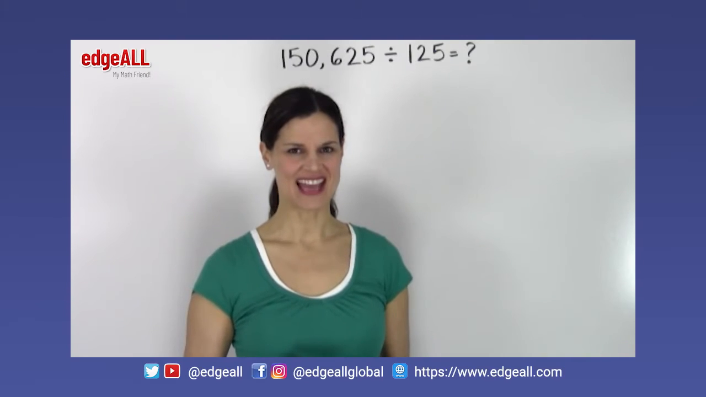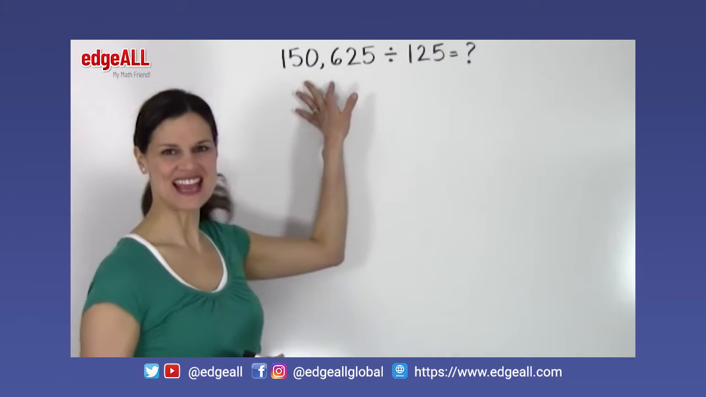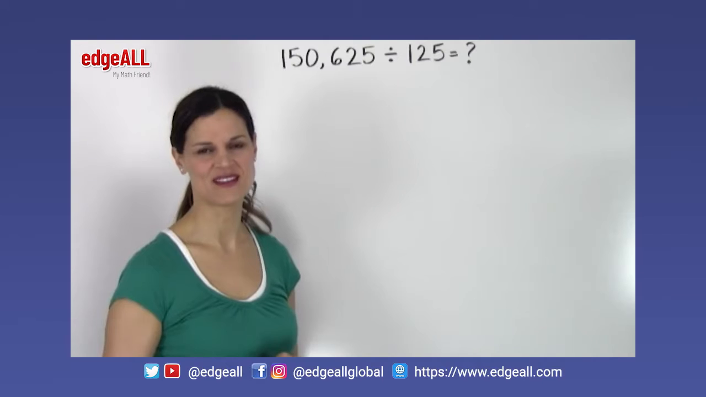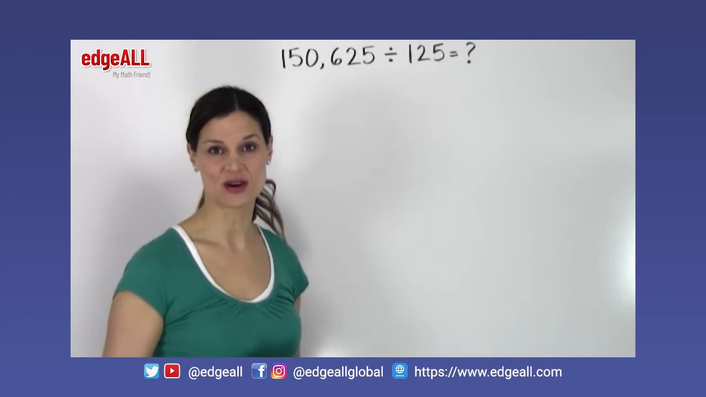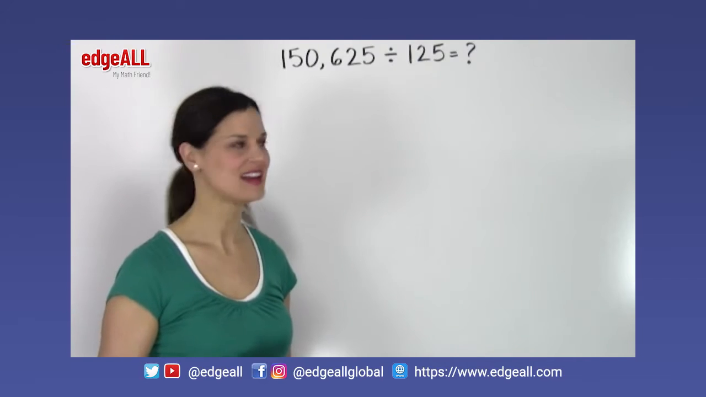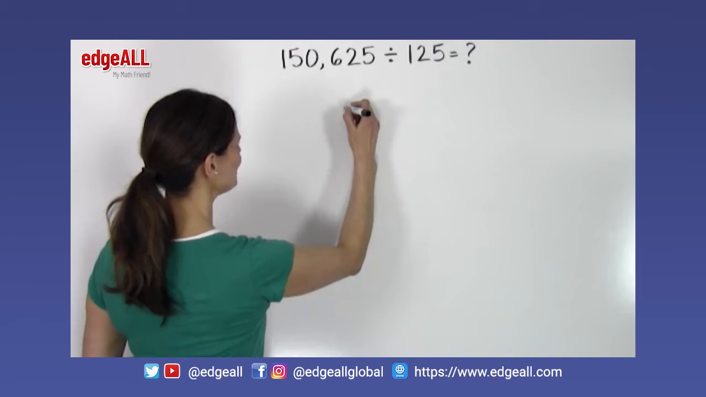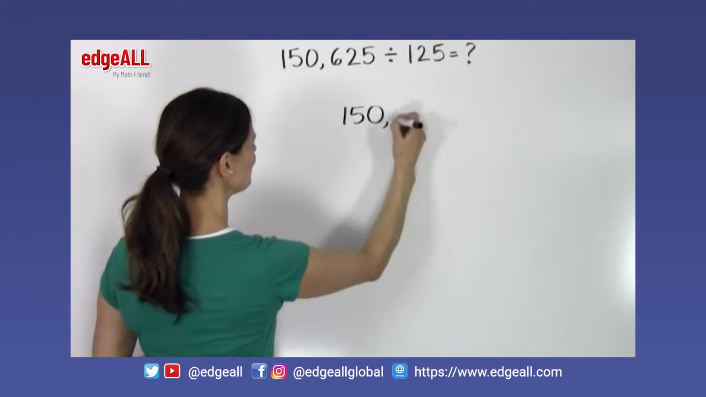Let's take a look at an example. So we have a very large dividend here of 150,625, but we're also dividing by a pretty large divisor, 125. So to begin, we are going to put our division problem into the long division form.